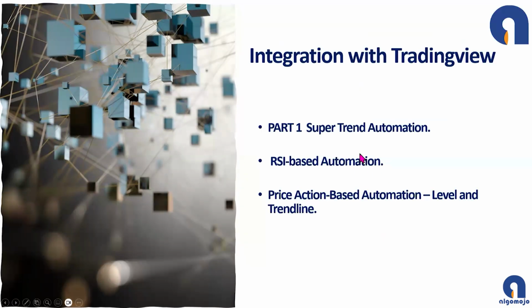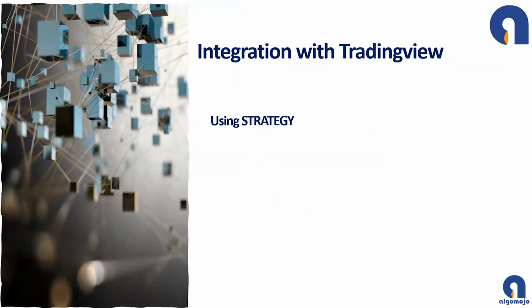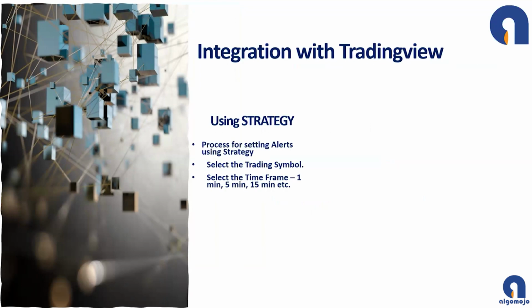So we saw how Supertrend can be done, RSI based, and some price action based. You can bring in any kind of study that is there in TradingView or Amibroker and follow a similar process. It is almost the same, depending on indicator or strategy. The process is that you have to select the symbol first, the time frame, then load your strategy and create an alert.